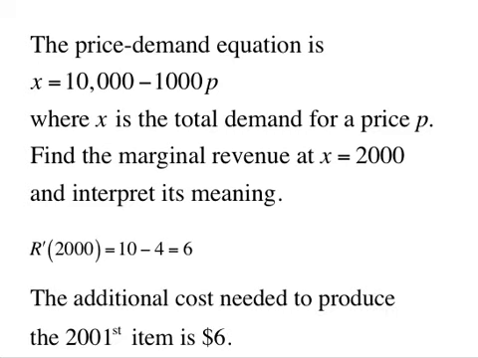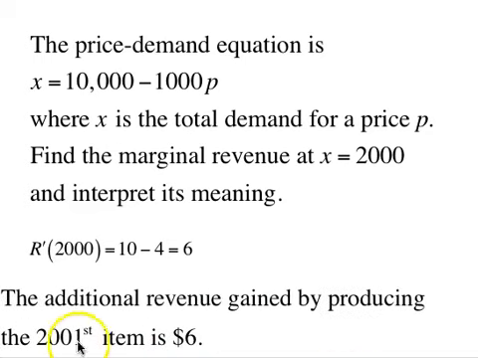That's what that means. So I guess I need to change that because we're focused on revenue, not on cost. Let me fix that. Additional revenue gained by producing and selling the 2,001st item is $6. Since our interest here was revenue, the revenue changes by $6 if we produce and sell the 2,001st item, one more than the 2,000 we started with. Let's take a look at one more example.